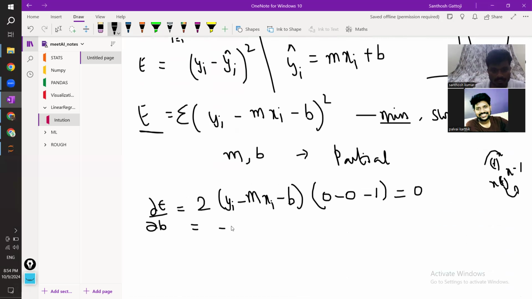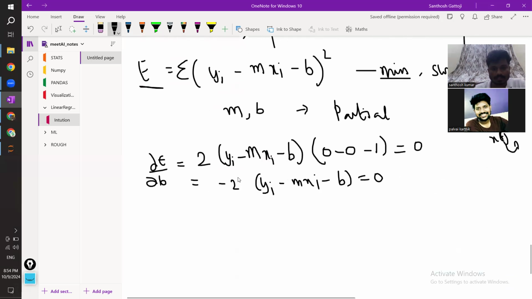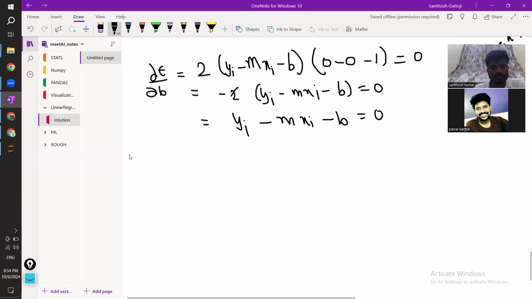Now this will become minus 2 into yi minus m xi minus b, equal to 0. Clear? So now I can just cancel this minus 2. So now it will be summation of yi minus m xi minus n b equal to 0. Now what we are going to do here is just one step, dividing by n. I'll just divide the whole thing by n.